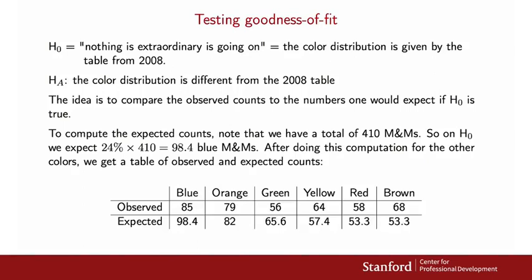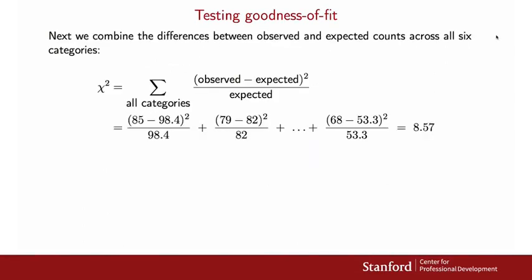And remember, we also had a table for the observed counts. So next we have to compare these 2 rows of observed and expected counts and see whether those numbers are compatible with each other. The way we do that is we look at the difference between observed and expected counts, then we square it to make it non-negative, and then we standardize it. And it turns out that in order to standardize, here we have to divide by the expected counts. We do that for each category, and we sum up these terms over all categories.